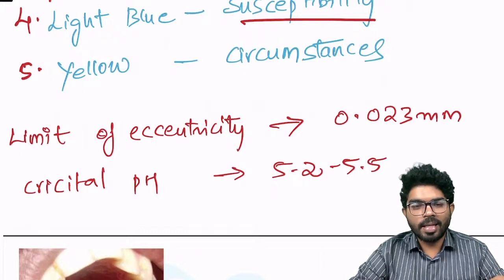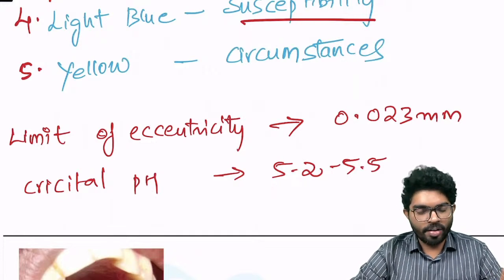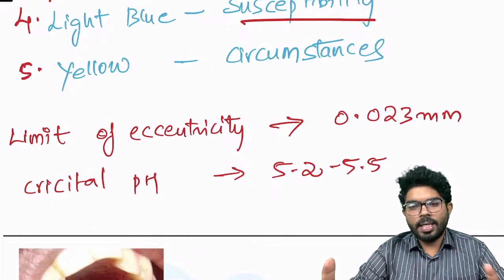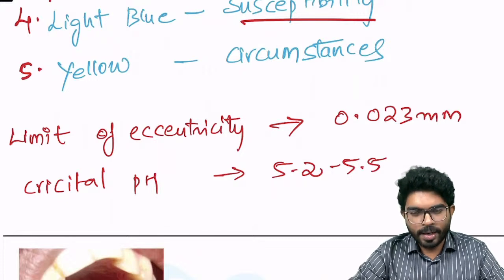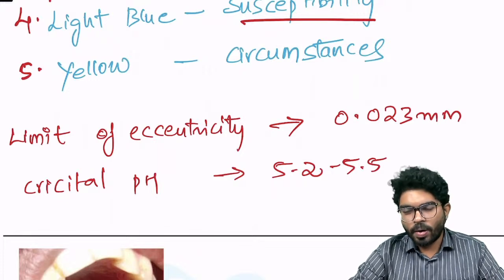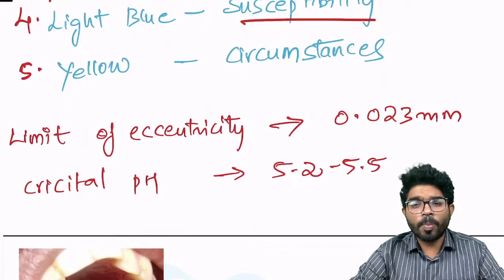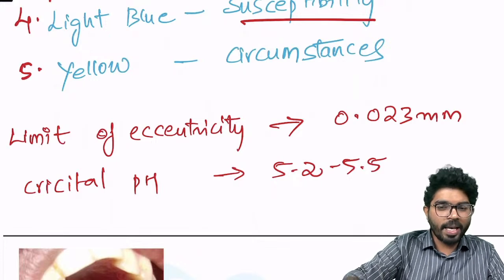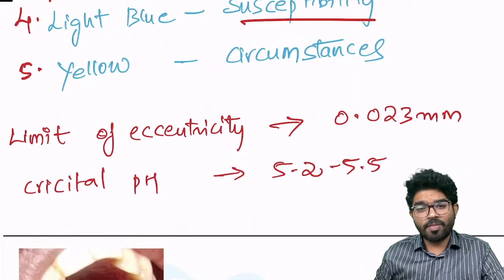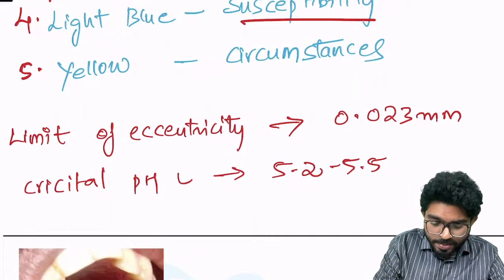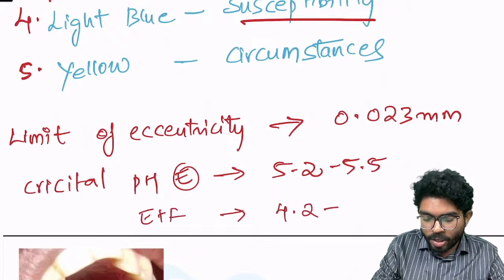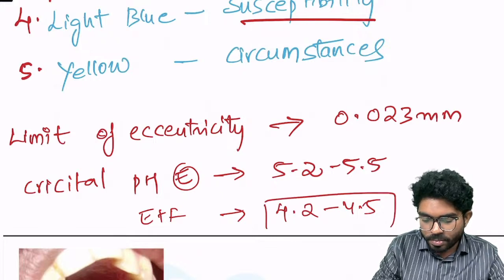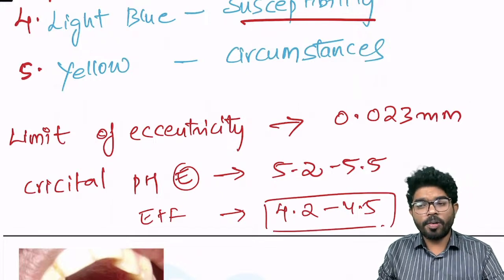And the next is the critical pH. The critical pH, if they're asking for enamel, is 5.2 to 5.5. So enamel critical pH is 5.2 to 5.5. Whenever the enamel is treated with fluoride, you are going to form fluorohydroxyapatite, where the critical pH is going to be 4.2 to 4.5. So for the critical pH of enamel with fluoride, if they're asking, your answer should be 4.2 to 4.5.